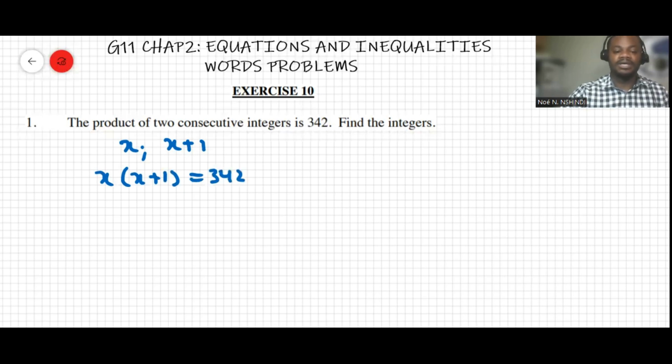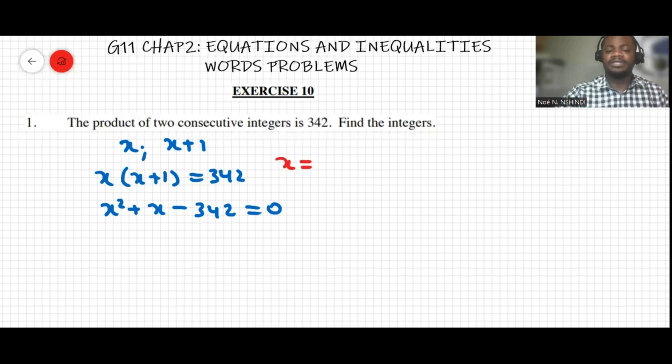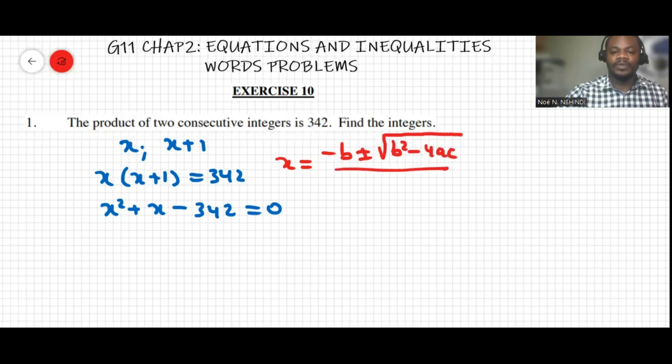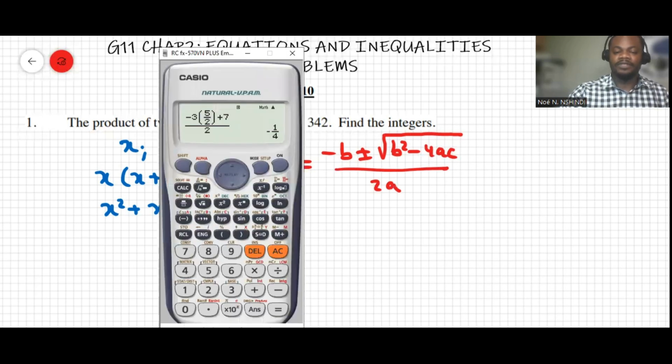So this means we can multiply it out, and it's going to be x squared plus x minus 342 equal to 0. Now we can factorize or use the quadratic formula. I think it's going to be easier if we use the quadratic formula, which is given by the formula I'm writing here, all over 2A.